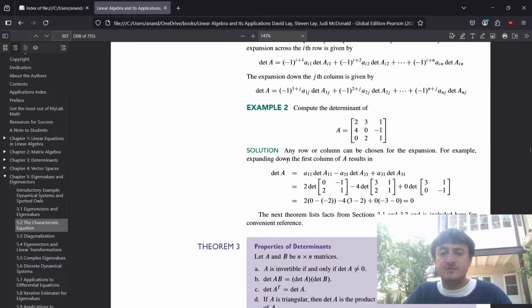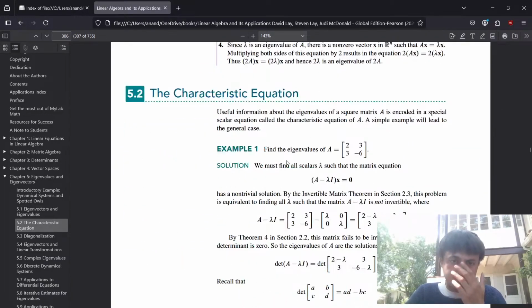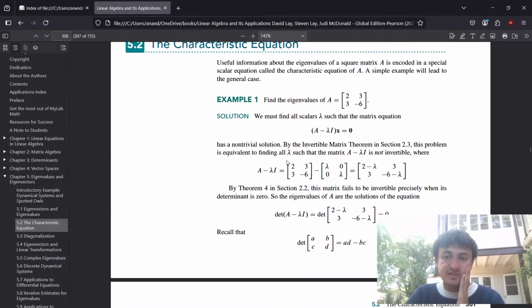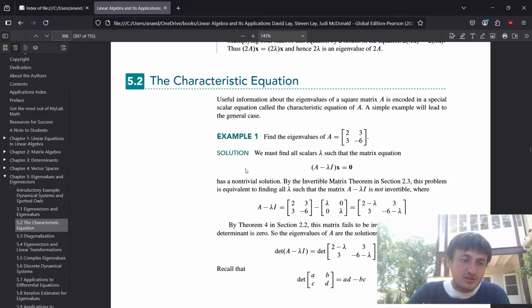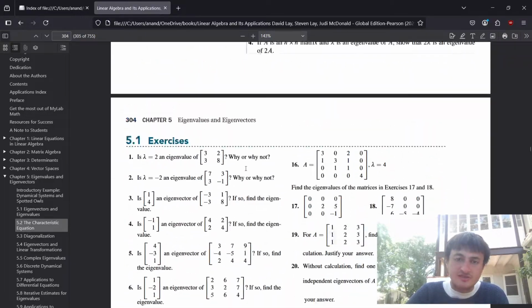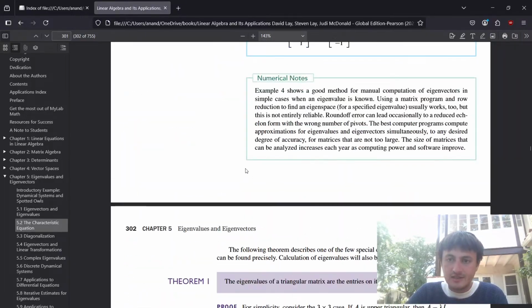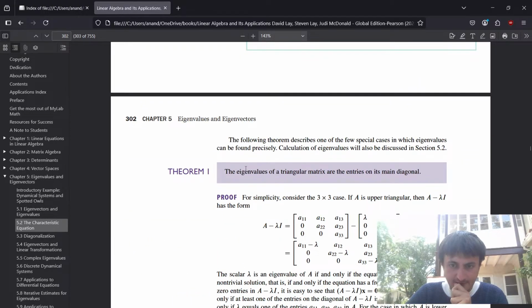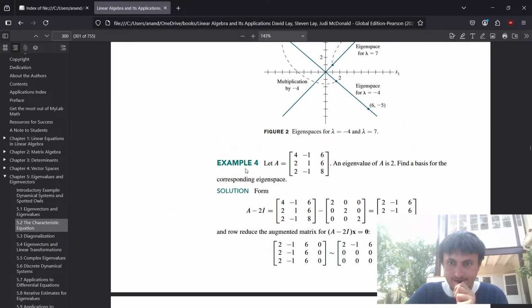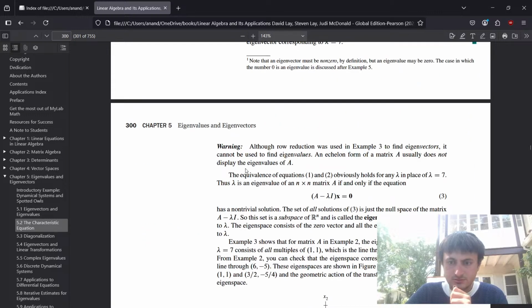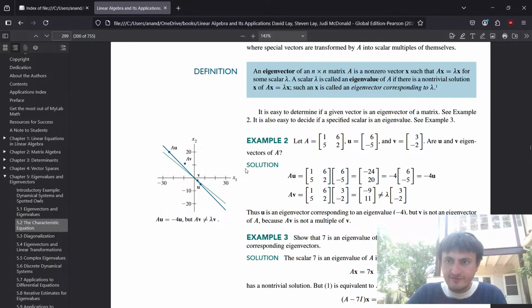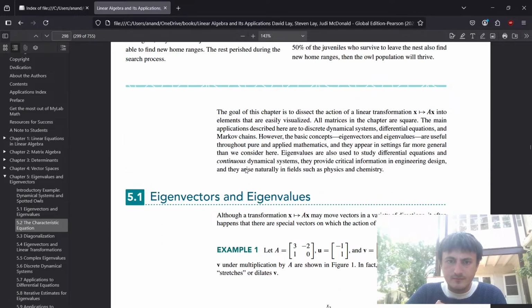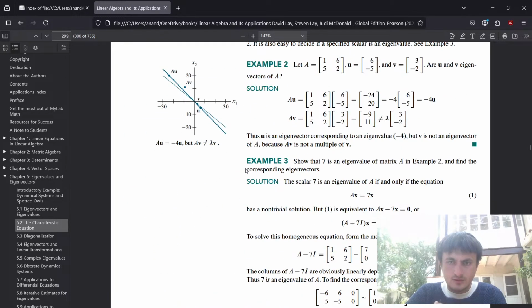Okay. So we're just gonna kind of go through this pretty quickly. I don't think there's gonna be too much in here that's shocking. But 5.2 is about the characteristic equation. Remember last time we talked about just finding. How did we do it before? How did they have us do it before? Or did they just define it?